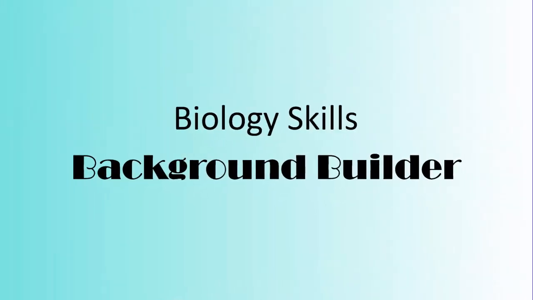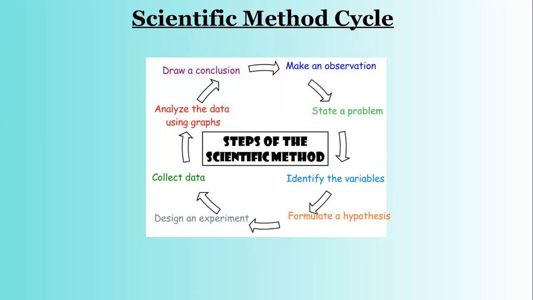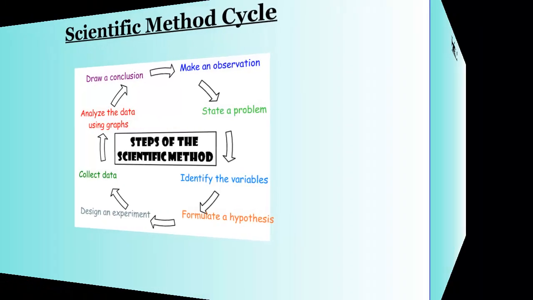Biology skills background builder. The first essential concept in this unit will be the scientific method cycle. You can see on the cycle, the picture on the screen, the cycle is outlined. You can start by making an observation. You state a problem, you identify the variables, formulate a hypothesis. From there, you can design an experiment in which you collect data, analyze the graphs, and draw a conclusion. We'll cover this in depth a little bit later on, but you have to understand that it is a cycle, it is a way of thinking, and that is the first essential concept of this unit.